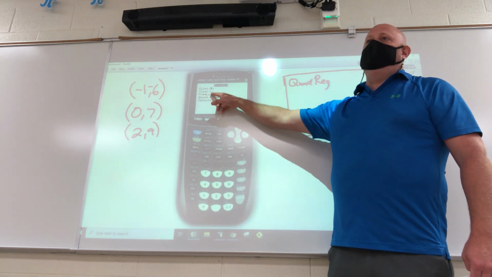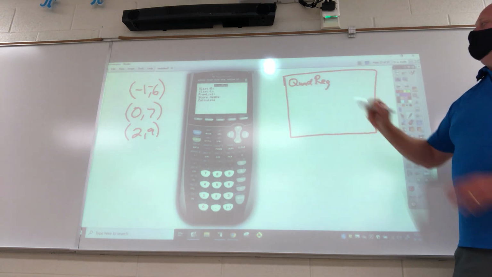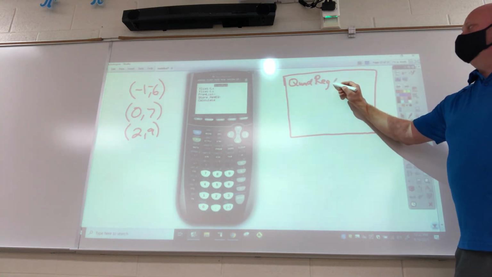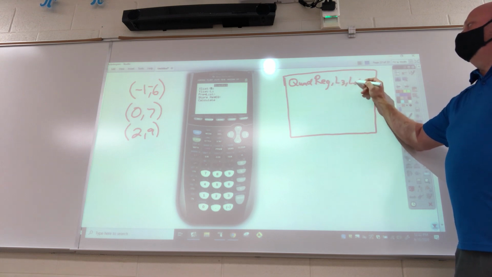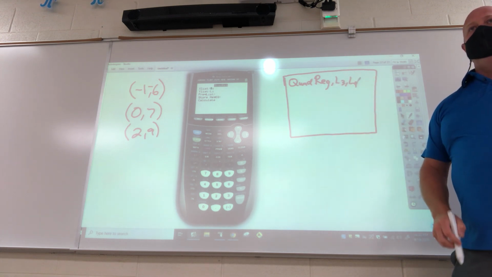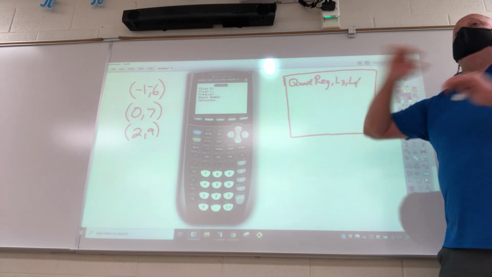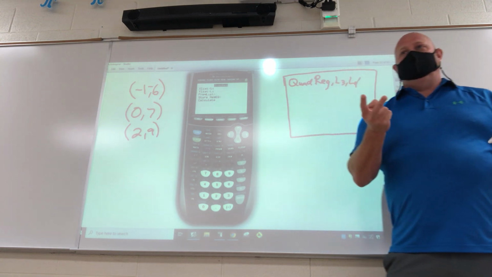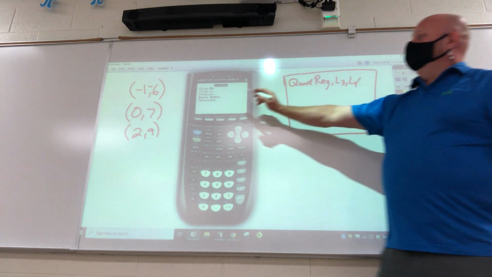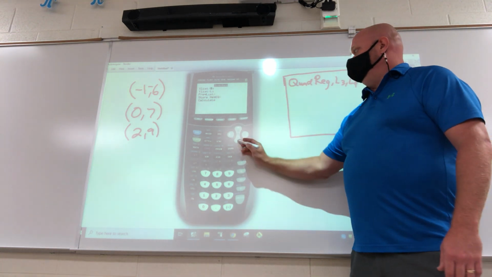You could put list 3, list 4. If you wanted to change it, you'd put a comma, and then put like L3, comma, L4, okay? So you could change it. If you don't put anything in there, where's it automatically gonna look? List 1 and 2. It also will let you store that.